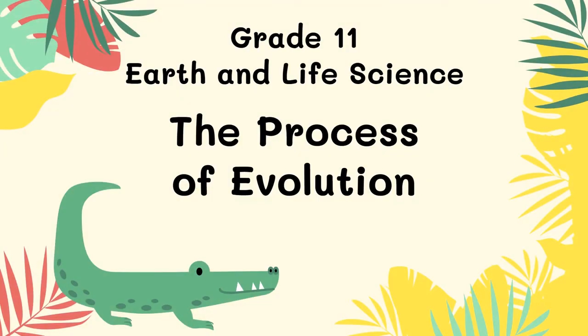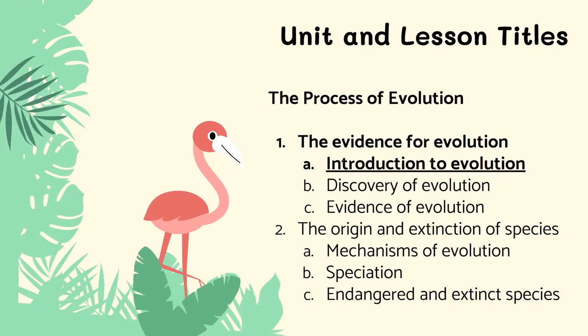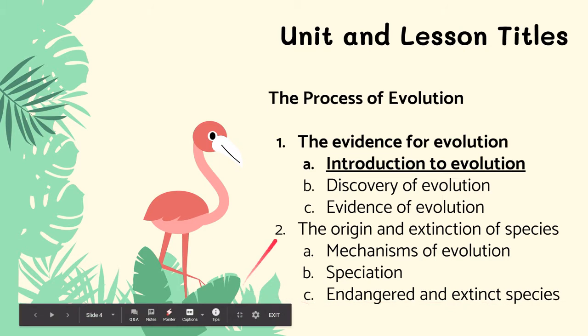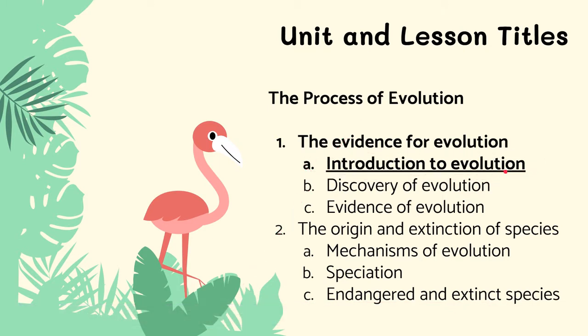This lesson is part of the Grade 11 Earth and Life Science unit on the process of evolution. So these are the unit and lesson titles. The whole unit on the process of evolution has been divided into two major subunits. Number one, the evidence for evolution, and number two, the origin and extinction of species. So for this video, we will first tackle the introduction to evolution.